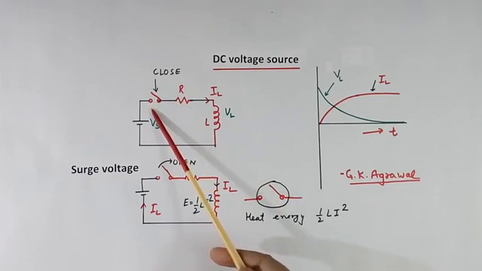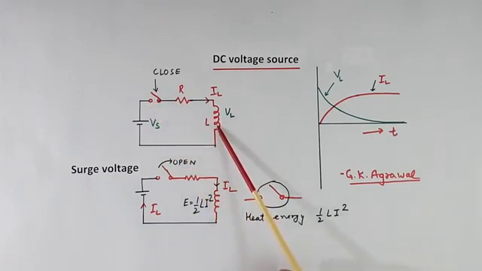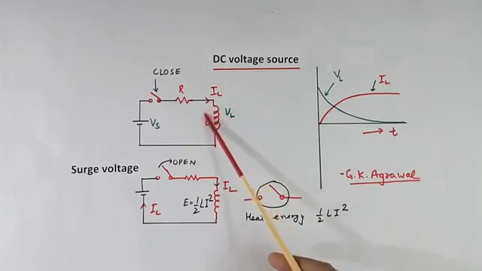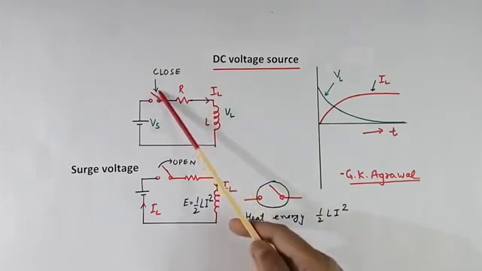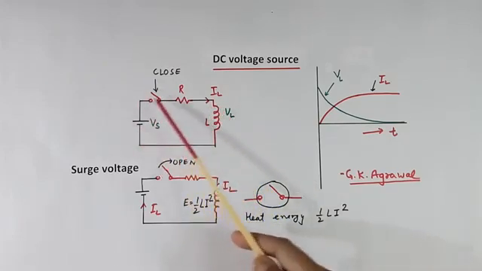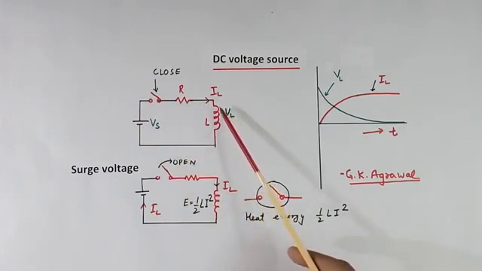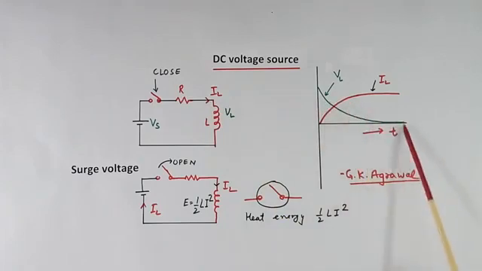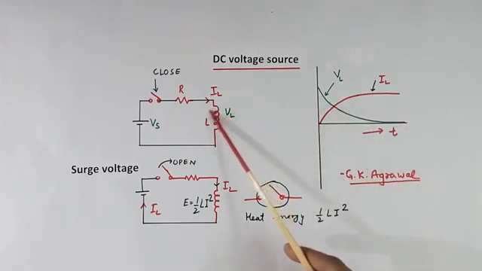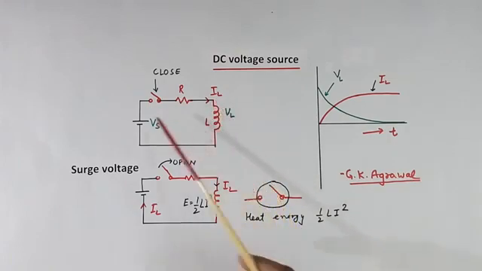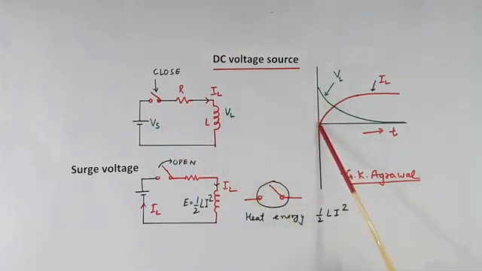Now when we close the switch, in the beginning, the inductor behaves like an open circuit. When this is open circuit and we close the switch, then full voltage will come here and no current will flow. Voltage and current wave shape I have shown here. At t equal to 0, because it is open circuit, this full voltage Vs has come here. This is full voltage and current is 0. This is current, this is voltage.